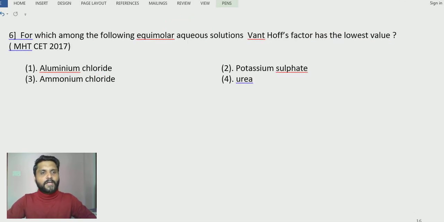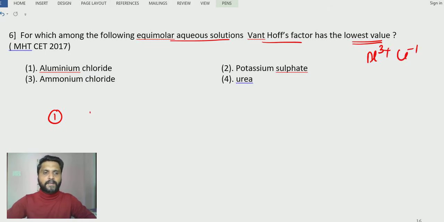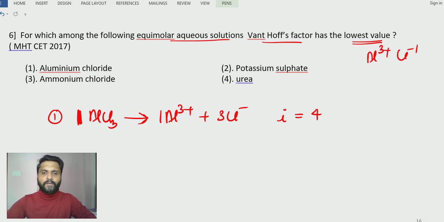Question number 6. Which among the following equimolar solutions has the lowest Van't Hoff factor value? Let me take the first one. Remember the valencies. First one, aluminium 3+, chloride is -1, so I'll write AlCl3. If I take 1 mole, it gives aluminium 3+ and 3 chloride ions, correct, students? So Van't Hoff factor i, assuming it is a strong electrolyte that dissociates completely, is 1 plus 3, so 4, divided by initial 1, so it is equal to 4.